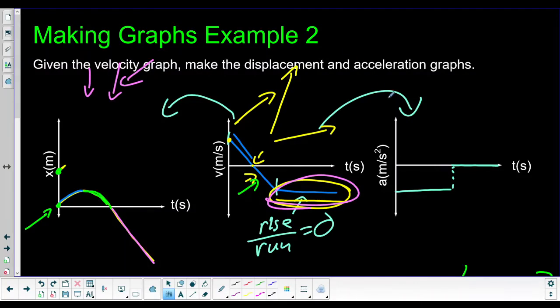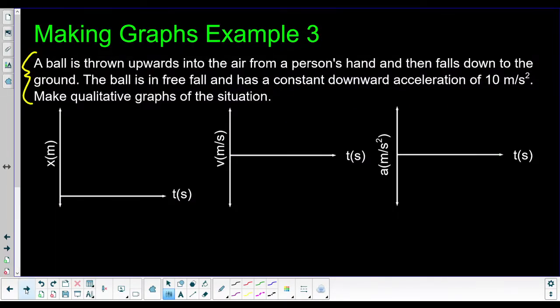All right. Now that we've really beaten you guys over the head with math today, let's look at a physics problem. It says a ball is thrown upwards into the air from a person's hand, then falls down to the ground. The ball is in free fall. We'll define this later. Don't worry about it for right now. Basically, it's just saying the ball is flying through the air without any helicopters or parachutes or rockets or anything. It's just doing its own thing, you know. The ball is in free fall and has a constant downward acceleration of 10 meters per second squared. Make a qualitative graph of the situation.